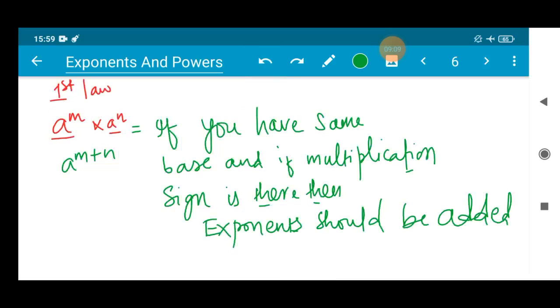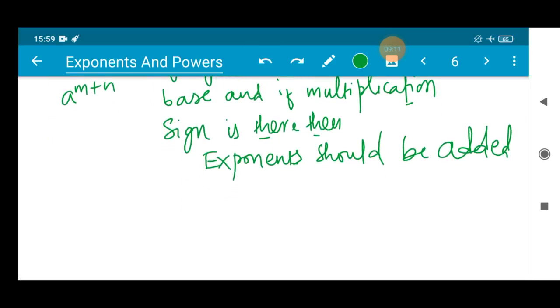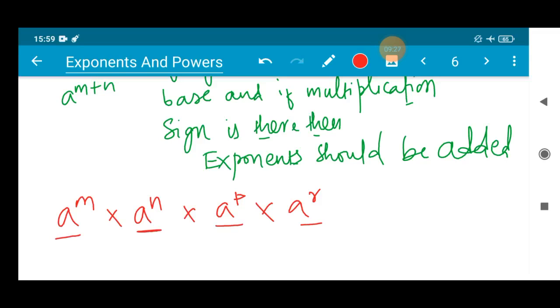All right, so you may have two numbers. Sometimes you may also have more than two numbers, that is, suppose a to the m, a to the n, a to the p, a to the r may be there. But the same rule will be applied, that is, when you have the same base, the powers are going to get added. And if there is a multiplication sign, remember there should be the same base, and another important thing is you should have the multiplication sign over there, then the exponents are going to get added. All right, this is the thing.